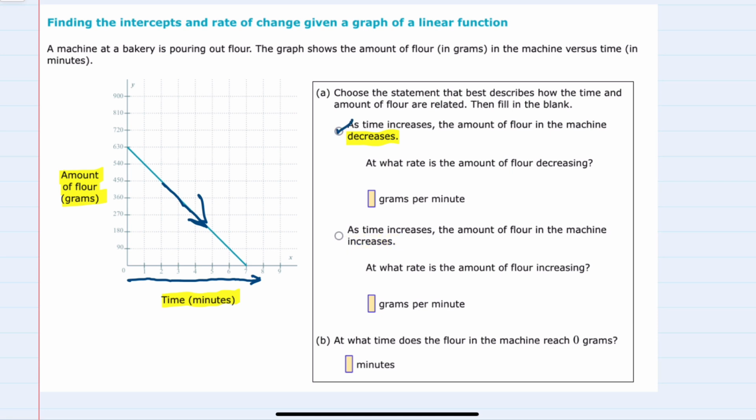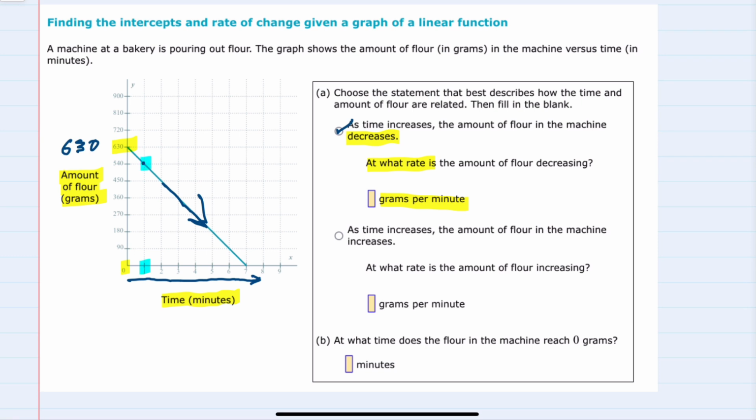And then we have a second question that says, at what rate is the amount of flour decreasing? And we're given the units here of grams per minute. So how many grams per 1 minute is the flour decreasing? The easiest way to measure this would just be to look at the value at 0 minutes, which is listed here as 630, and then to look 1 minute later, what is the value here?